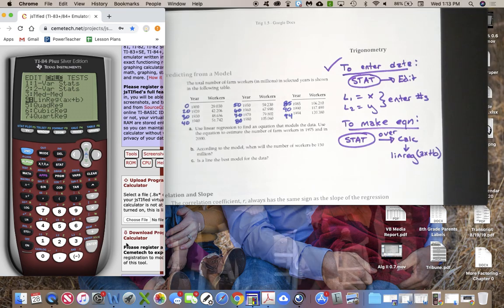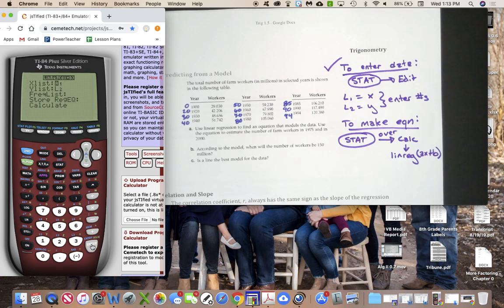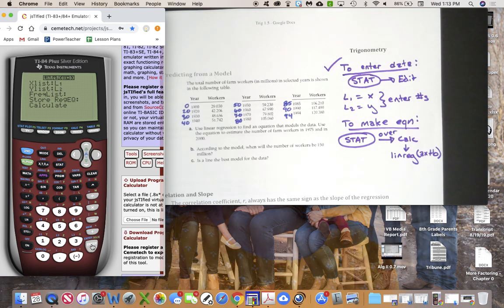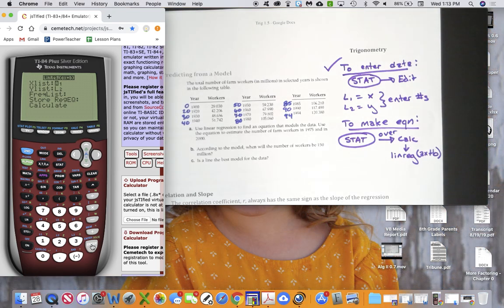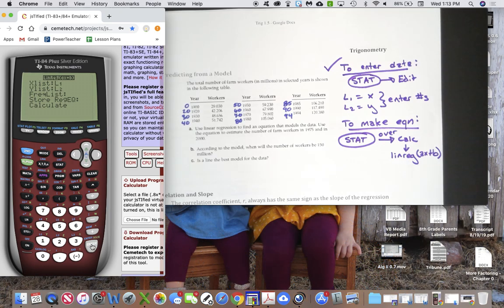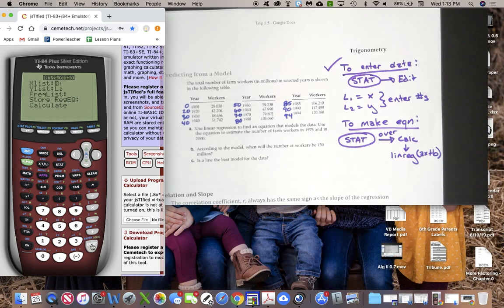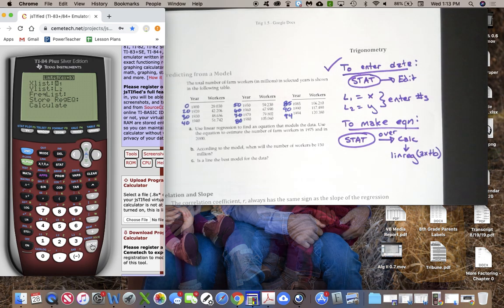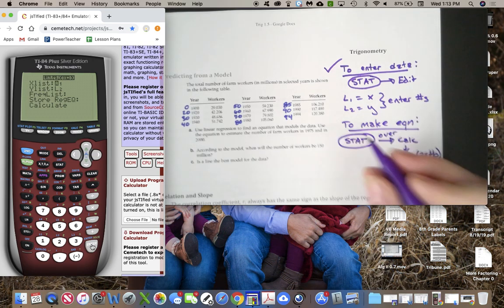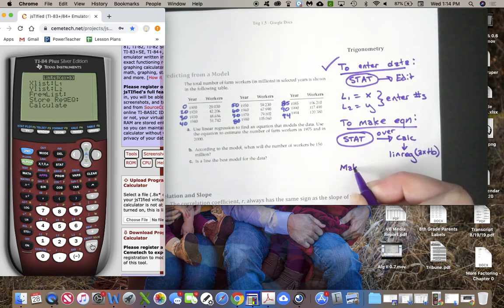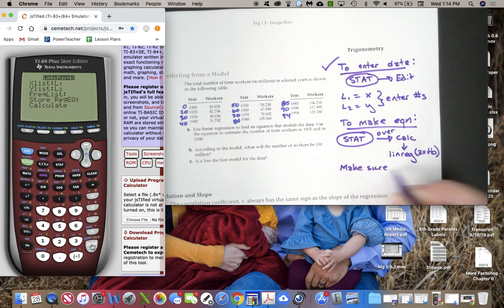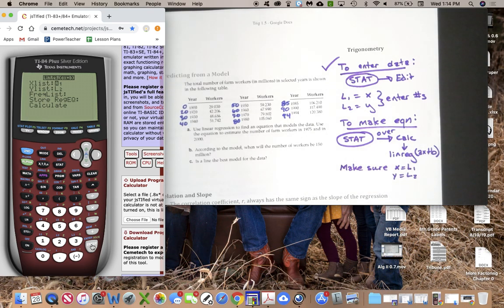Okay, and you're going to hit enter. What do I do after I'm done calculating? Do exactly what I have up there. To make the equation, hit stat, go over to calc, go down to linear regression. There you go. I'm writing it up there. Okay, so once you get to this screen, make sure x equals L1, y equals L2. Make sure that that is true.